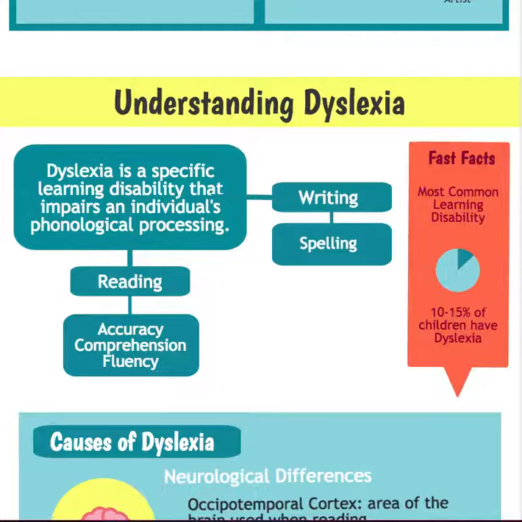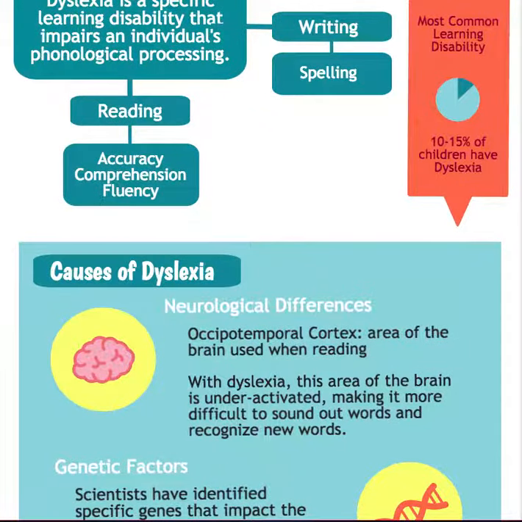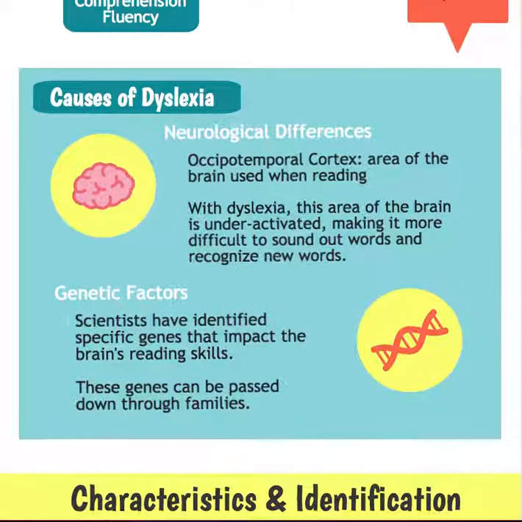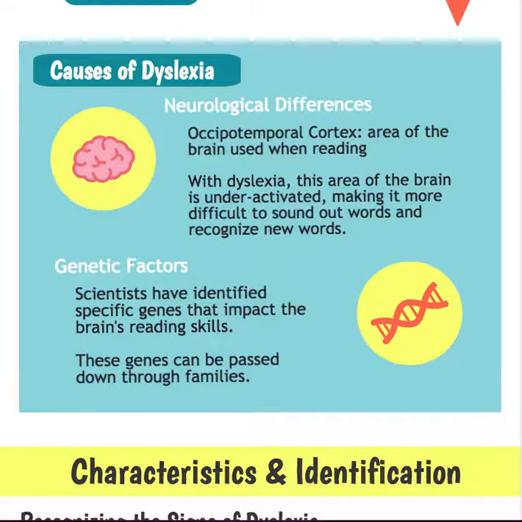It is also believed that many cases of dyslexia go undiagnosed, so some think that as many as 1 in 5 people actually have dyslexia. Dyslexia specifically affects the part of the brain that is used for reading, called the occipital cortex. In individuals who have dyslexia, this area of the brain is underactivated when reading and writing, which makes it more difficult for these individuals to sound out words and to recognize new words.